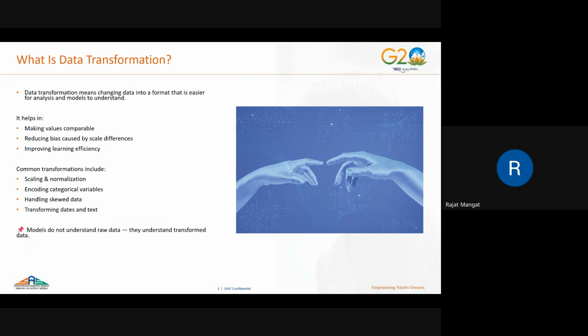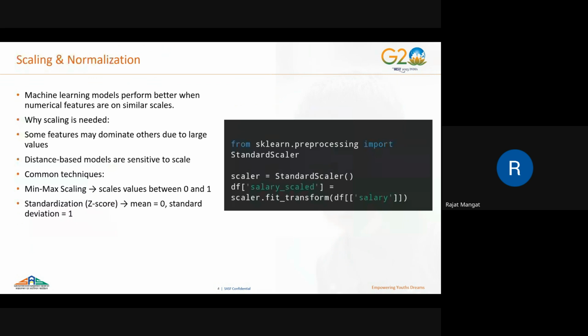So we have talked about reducing bias, improving learning efficiency, etc. Common transformations include scaling and normalization, encoding categorical variables, handling skewed data, transforming dates and text. We will see it in the next slides so that you can understand it. If I started explaining it here, you would get confused. Okay, let's see first about scaling and normalizing. Just give me a second.